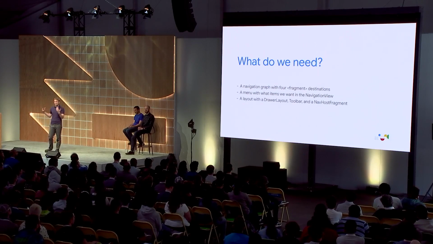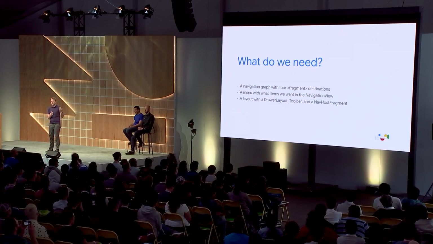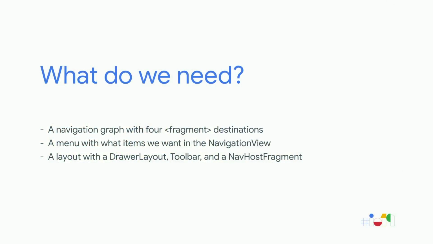Then, of course, we have our layout for our activity, which is going to have a drawer layout for our side nav, a toolbar for our top app bar, and then our nav host fragment, which is actually going to be the main content of our app. And then lastly, we just need an activity to tie all those things together.